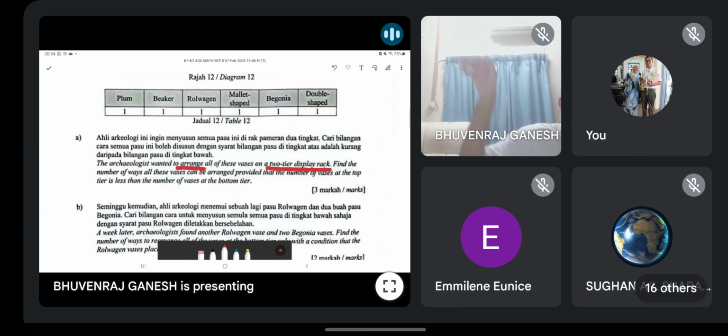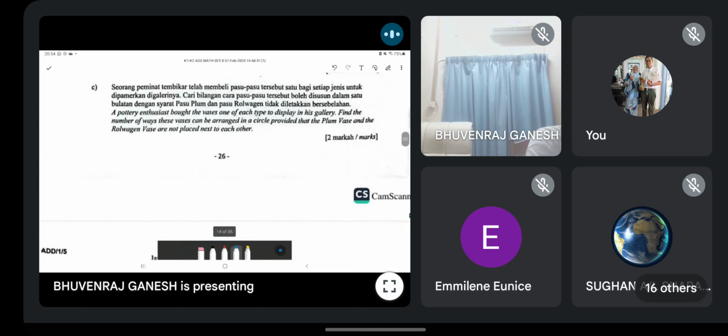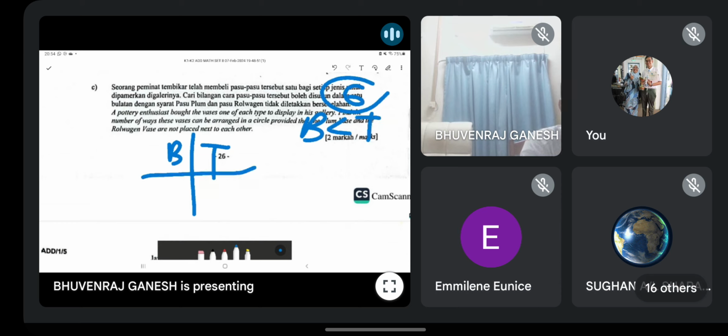Okay, dua, what to say? 2 rack lah. So now they say, top tier less than bottom tier. So kamu kena bagi tahu case dia lah. You must come out with the case. So bottom, top. They say bottom must less than top. So guys, total you got 6 vase, 6 jenis. So guys, what is the first case?